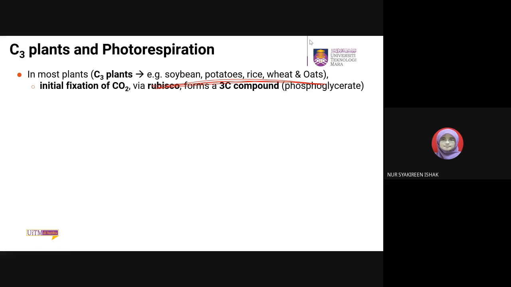So in most plants, most plants are C3 plants. The initial fixation of carbon dioxide via Rubisco forms a 3-carbon compound, which is the phosphoglycerate, PGA, itu tadi.